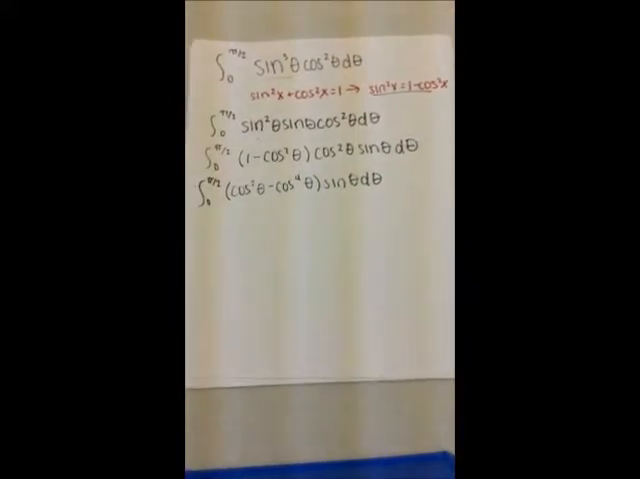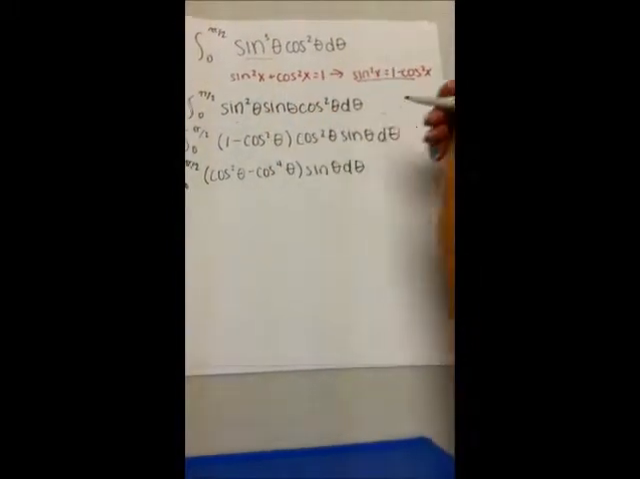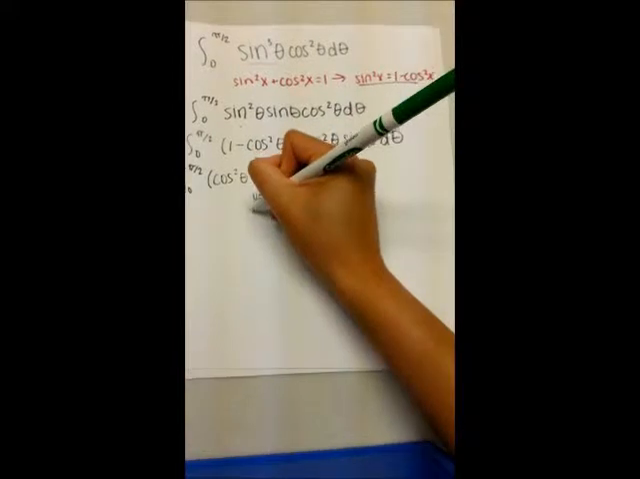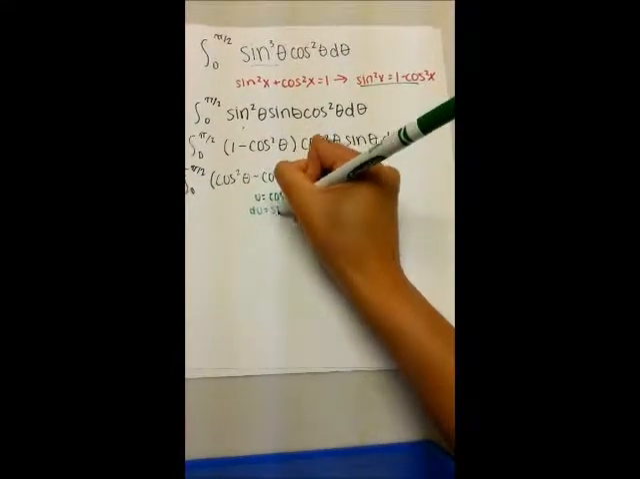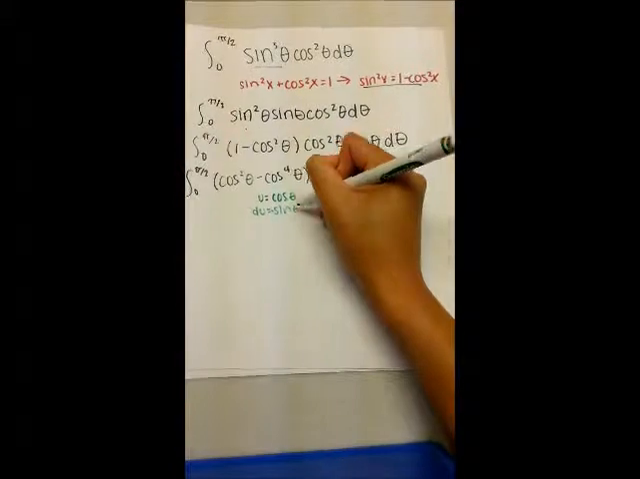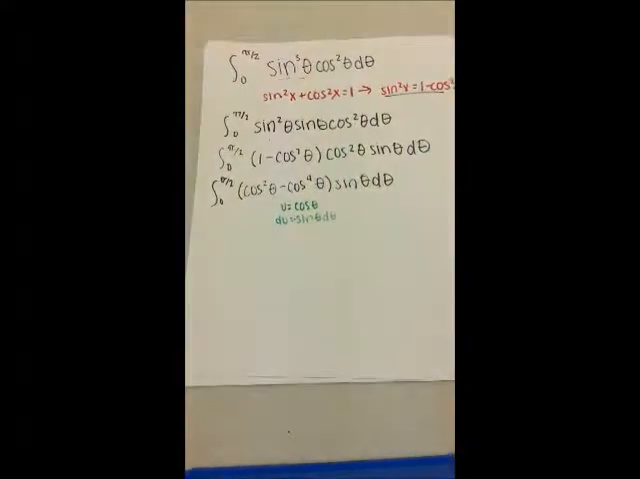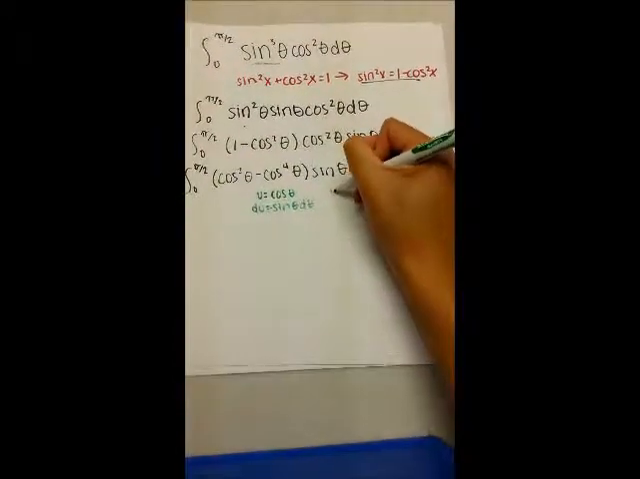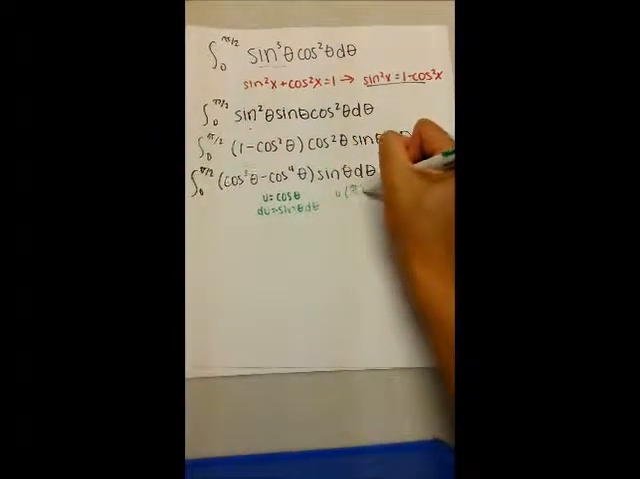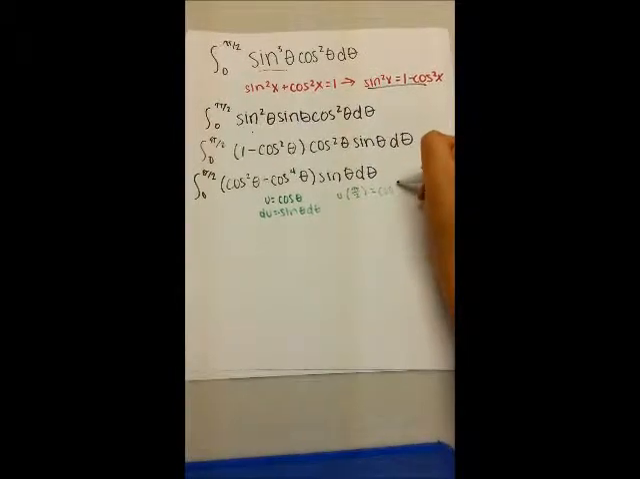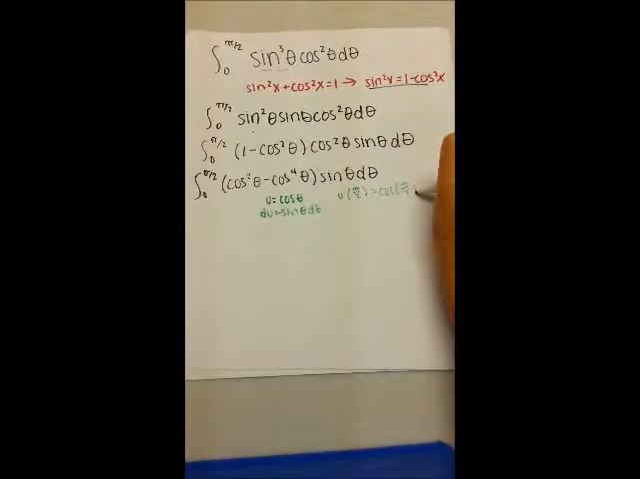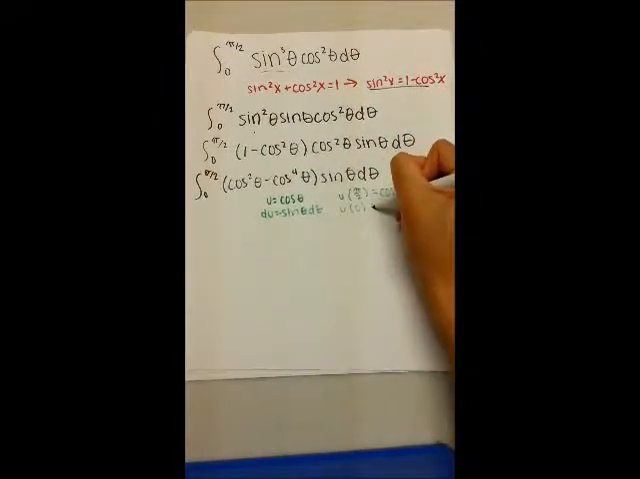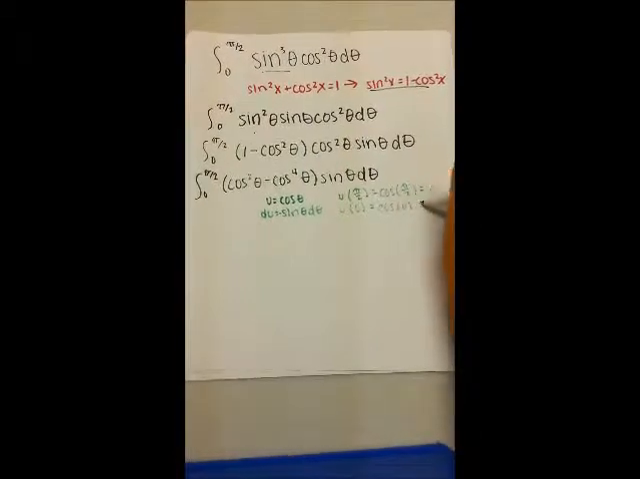Now we're going to do the u substitution where u equals cosine theta, so that du equals negative sine theta d theta. And since we're doing u substitution, we have to change our intervals. So u of pi halves is equal to cosine of pi halves, which equals 0. u of 0 is equal to cosine of 0, which equals 1.